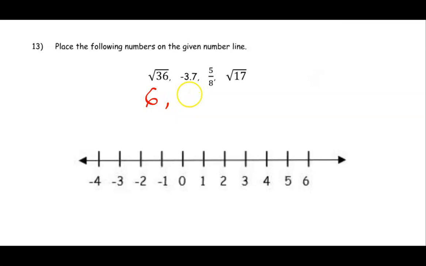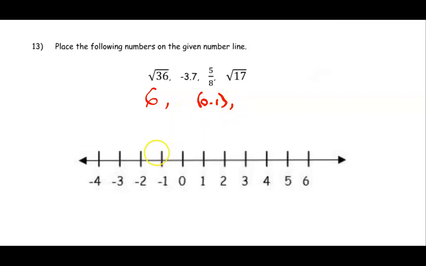Negative 3.7 is pretty much self-explanatory. We should be able to find it on our number line. 5 over 8 is a positive number. It's a fraction where the numerator is less than the denominator. So I know it's going to fall between 0 and 1.